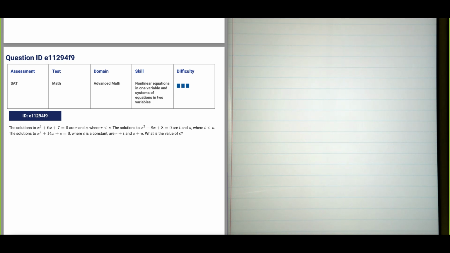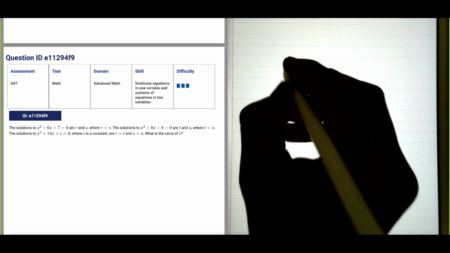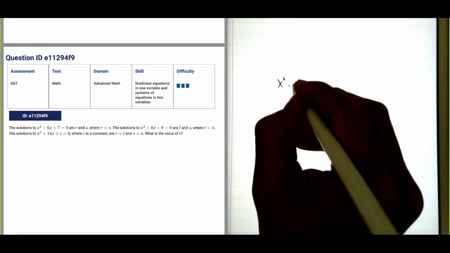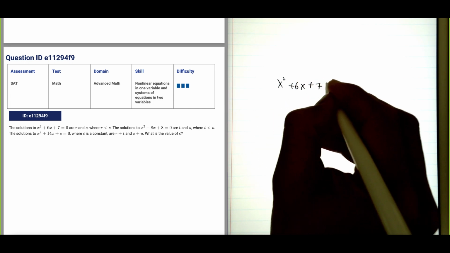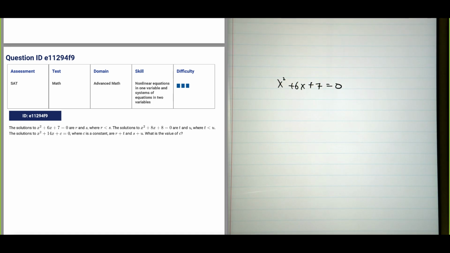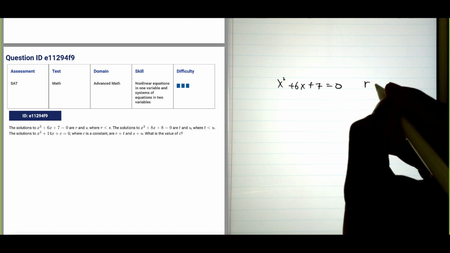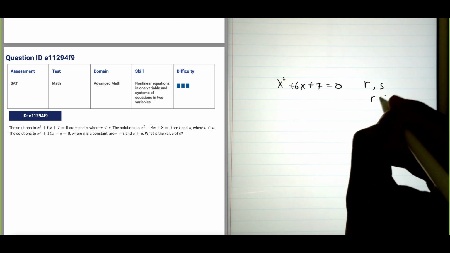Okay, so we have a very interesting question here with a lot of quadratic functions, and it's asking us to find the value of c, where c is a constant. So let's start with the first one. We're given that x squared plus 6x plus 7 is equal to 0. At first glance, you might feel like, oh, I can factor this, but unfortunately, this is not factorable. So we're given that there are two solutions, R and S, where R is less than S.